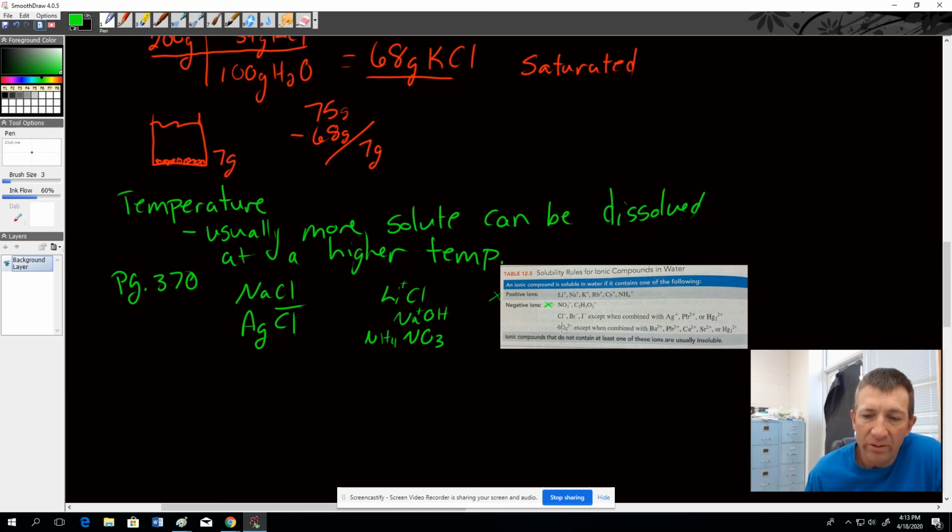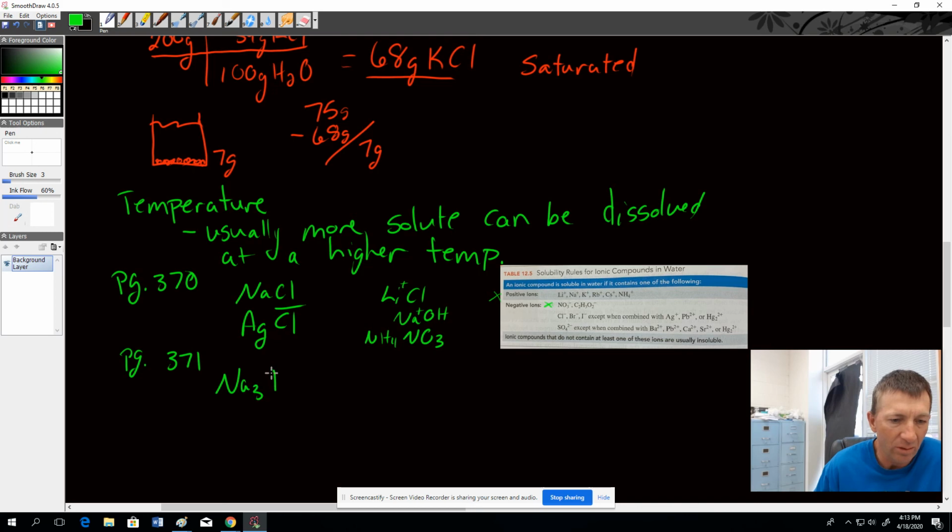All right, so the next one is SO4, except when combined with those. So all we're going to do is look at our ionic compound and say, okay, which one of these does it have? Is it soluble or insoluble in water? So there's a few of them. Let's look at some of them. These are some problems on page 371. It just gives us some examples. We're going to compare them right there.